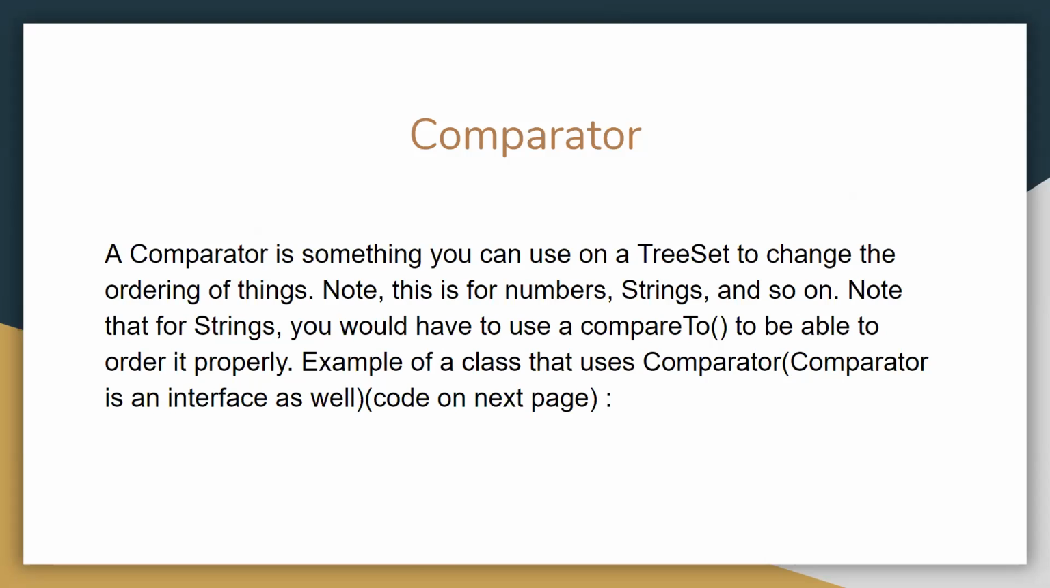Anyways, note that for strings, you have to use a comparator to be able to order them properly, since a string is considered an object. So that's something to note there. Example of a class that uses comparator. Just note that comparator is an interface as well. It goes on the next page.